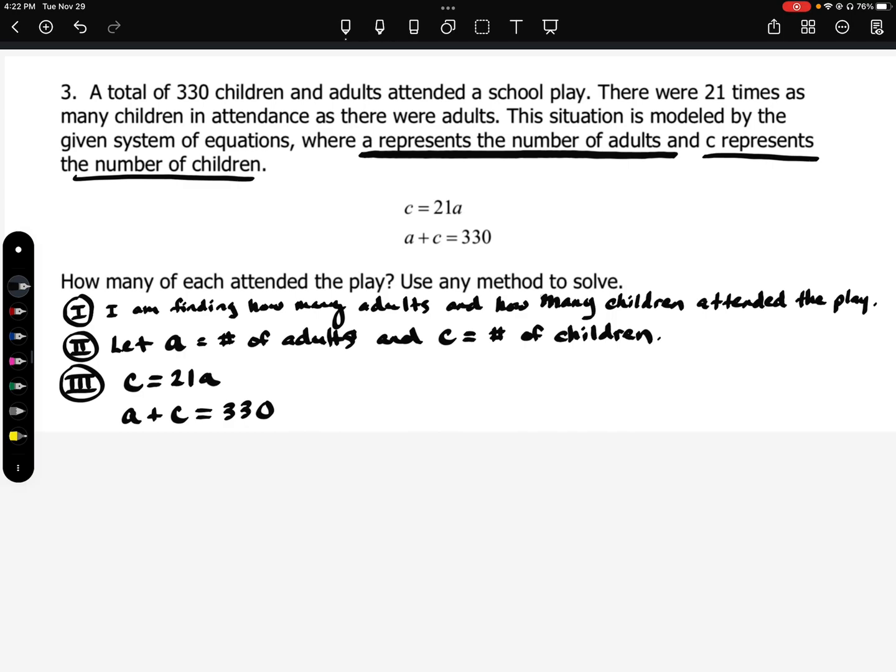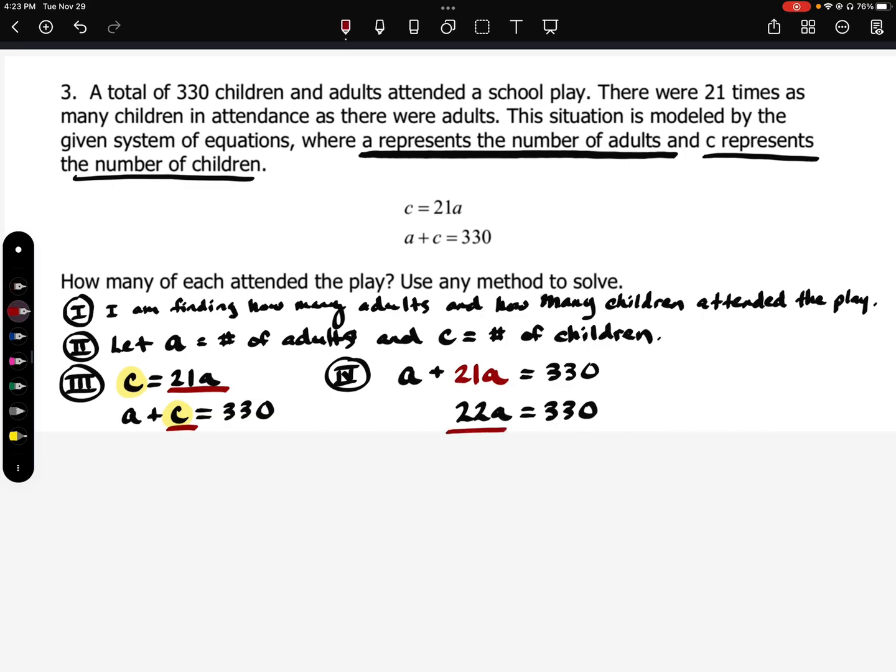So let's get our solve on here. Let's look at what methods we could use. Well, if I have here that C is already by itself, if it equals 21A, I can take what C equals and substitute it in, right? So I'm going to take that 21A and put it in right here. So my new equation I would have is A plus 21A should equal 330. Well, A plus 21A is going to give us 22A's. And now we need to solve it to figure out what A is.